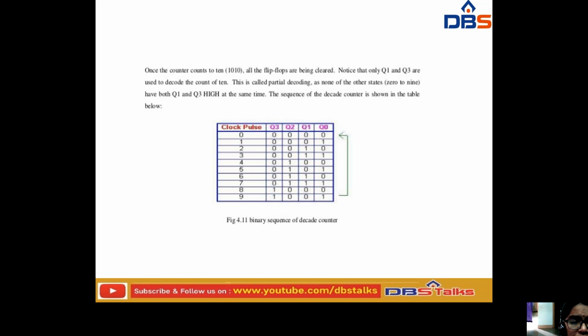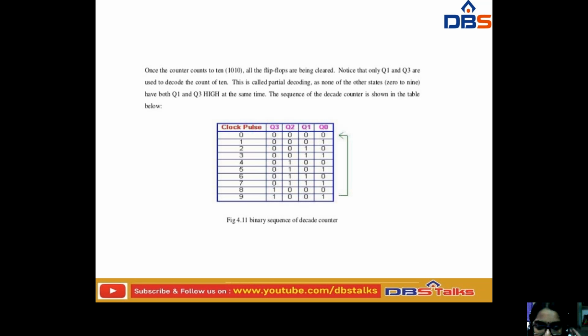By using this we can say that the sequence of the decade counter is as shown in the table below. See, if you have written the clock pulse from 0 to 9, the first output will become 0 0 0 0, next it will become 0 0 0 1, next 0 0 1 0, next 0 0 1 1, next 0 1 0 0, and next 0 1 0 1.